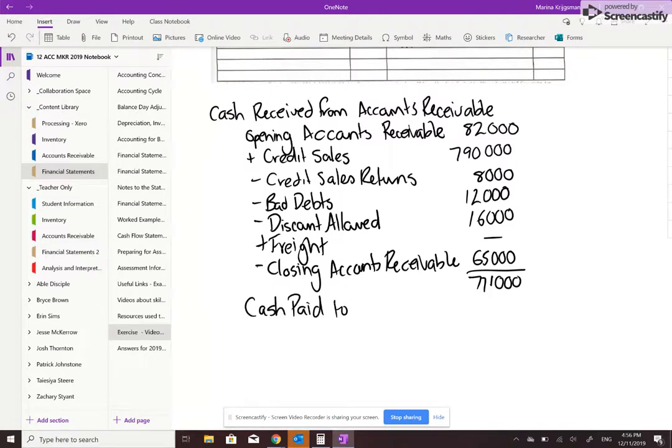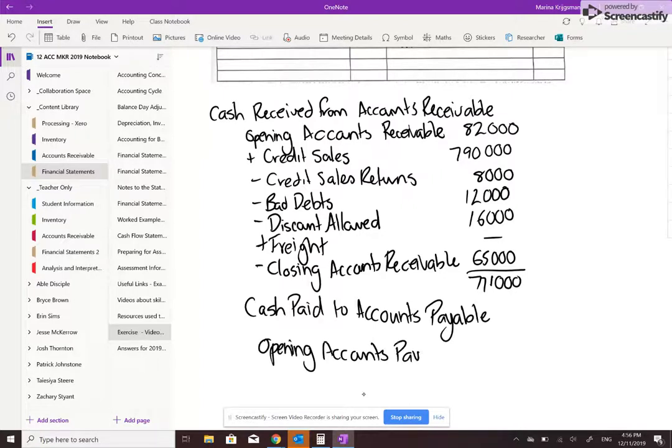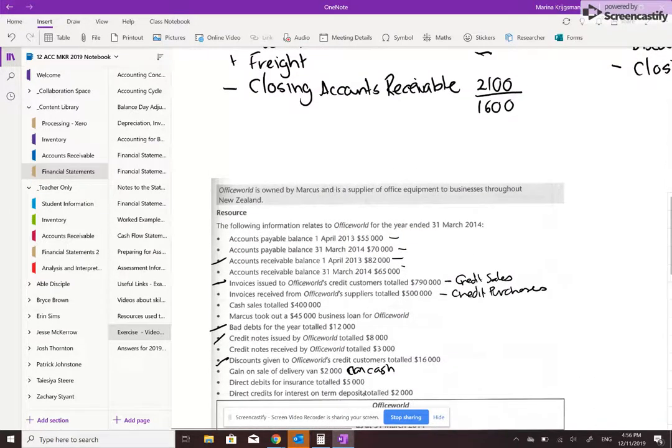Right, now we'll just do our cash paid to accounts payable. Okay, so these are just our two calculations, and as always, the more you do of these, the more it'll sit in on what you need to do. So we're going to start with our opening accounts payable. So we'll just go up on our information, and it's 55,000.